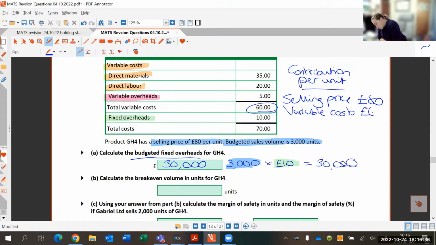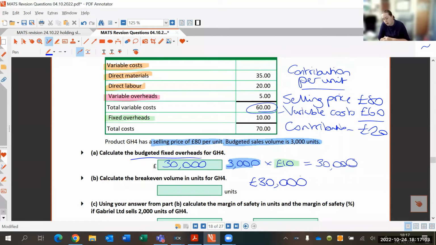So if we take those away, we'll get a contribution per unit of £20. So that's our first step in calculating our break-even volume, which we can then use to go on and do other things as well. So we were told from part A that we calculated that our budgeted fixed overheads is going to be £30,000. So we divide that by our £20 contribution per unit, and that will give us 1,500 units, I'm expecting. I'm going to divide one by the other.